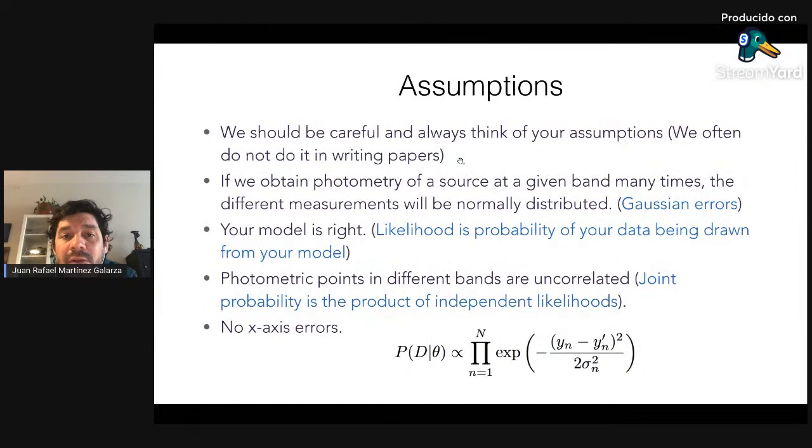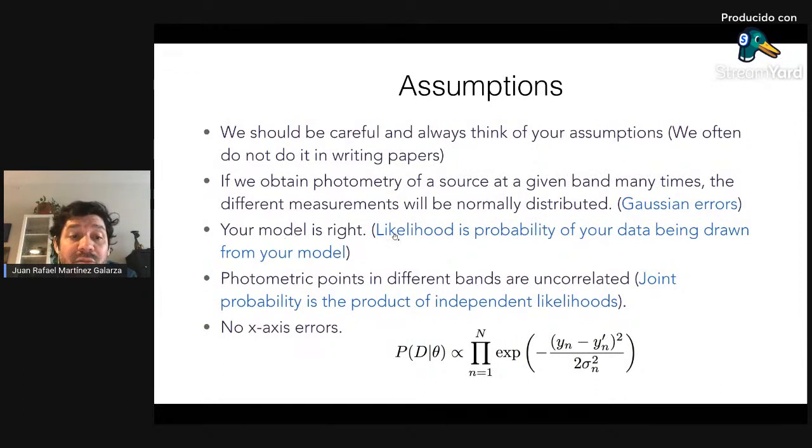The assumptions you make when you do chi-square fitting are many, and you have to be careful about them. Just to quickly mention them: first of all, as I've mentioned several times, you're assuming Gaussian errors. You're assuming that your measurement errors distribute as Gaussians. That's not always the case. In fact, I've shown you cases of photometry where the distribution of probability doesn't look very symmetric.